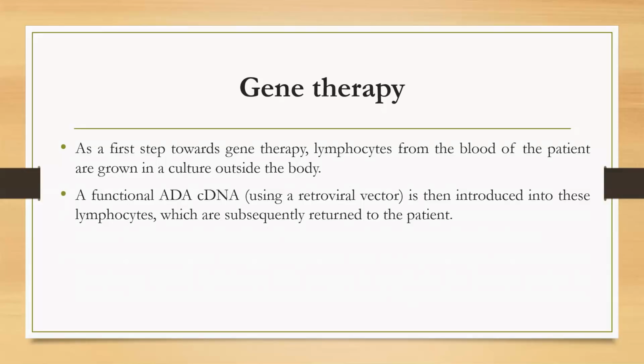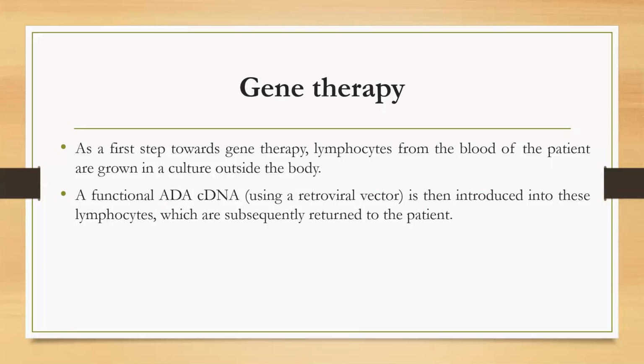So this is a single stranded DNA at first, then it is converted into a double stranded one. And this DNA is produced by the reverse transcription method. So the functional ADA cDNA using a retroviral vector. Retroviruses are used as vectors for the insertion of desirable genes into the animal cell. So a functional ADA cDNA was introduced into the human body cell, that is the lymphocytes, by the help of a retrovirus as a vector, and is then introduced into these lymphocytes, which are subsequently returned to the patients.